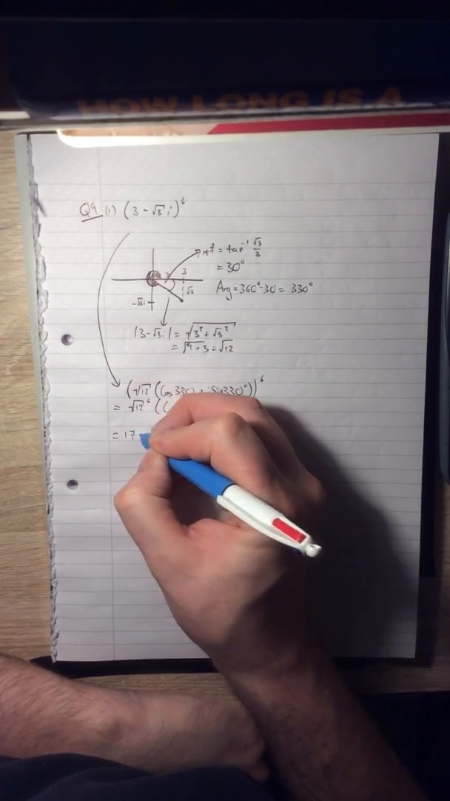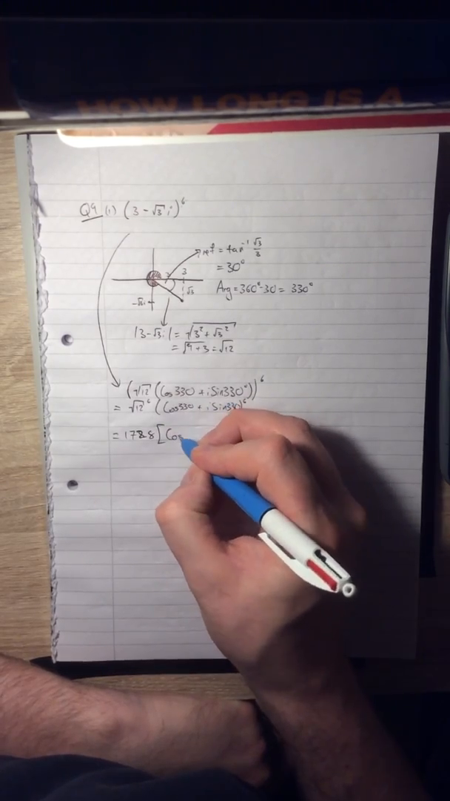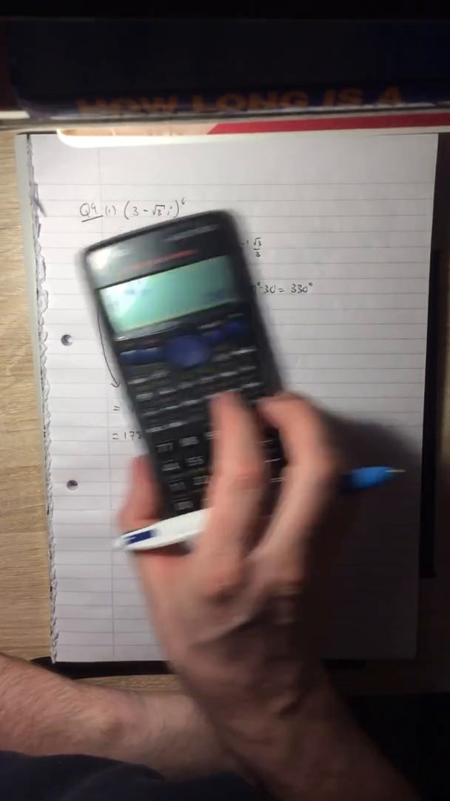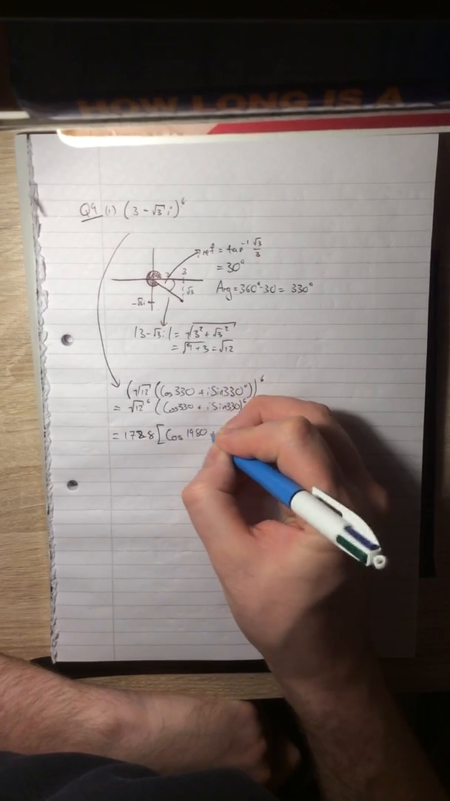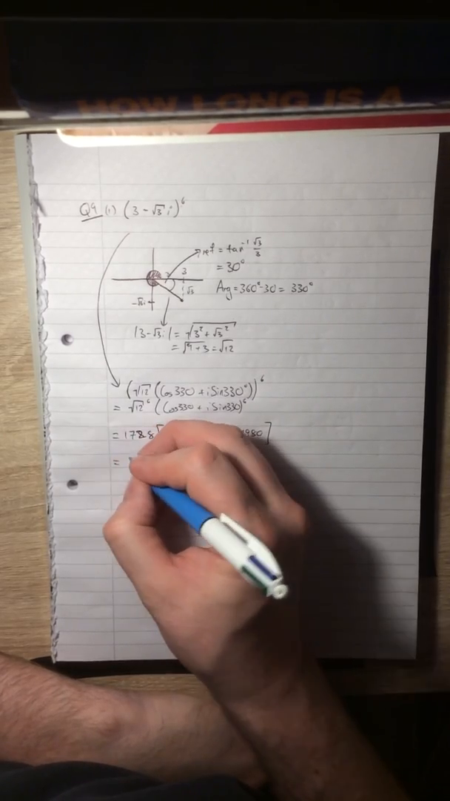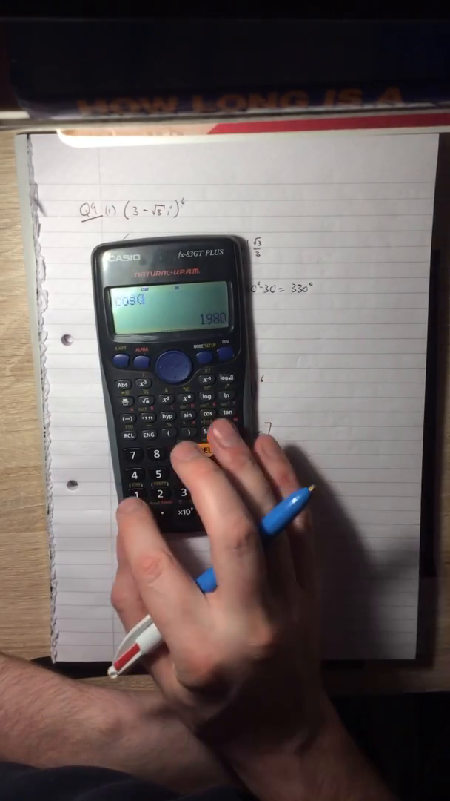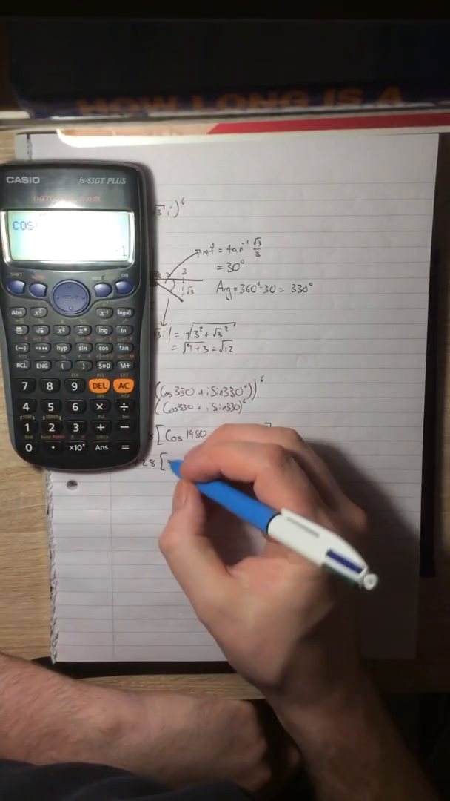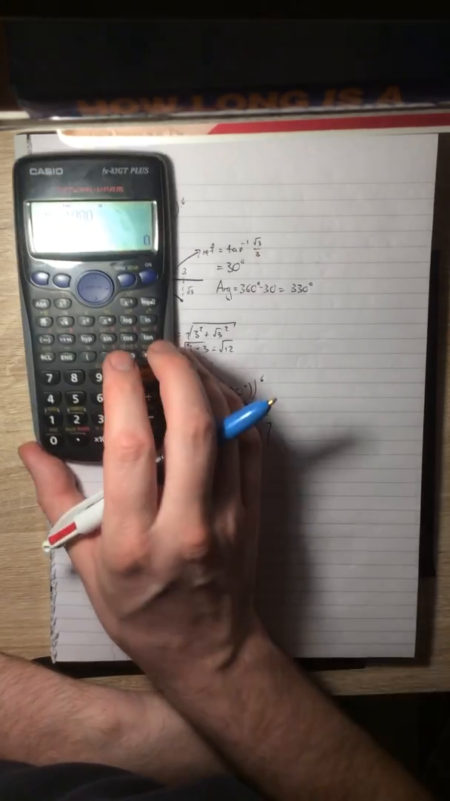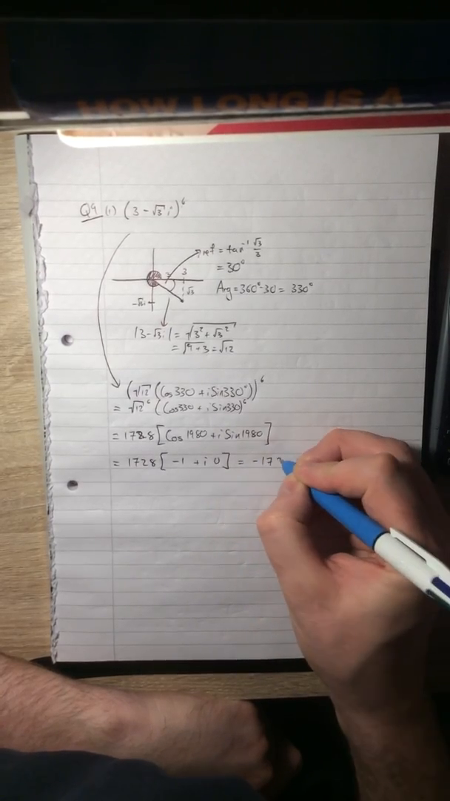So we're going to get ourselves 1728 times cos of 330 multiplied by 6 according to De Moivre's theorem, which is 1980, plus i sine 1980, and that's going to be 1728 cos 1980 is minus 1 plus i sine 1980 is 0. So the answer here is going to be minus 1728.